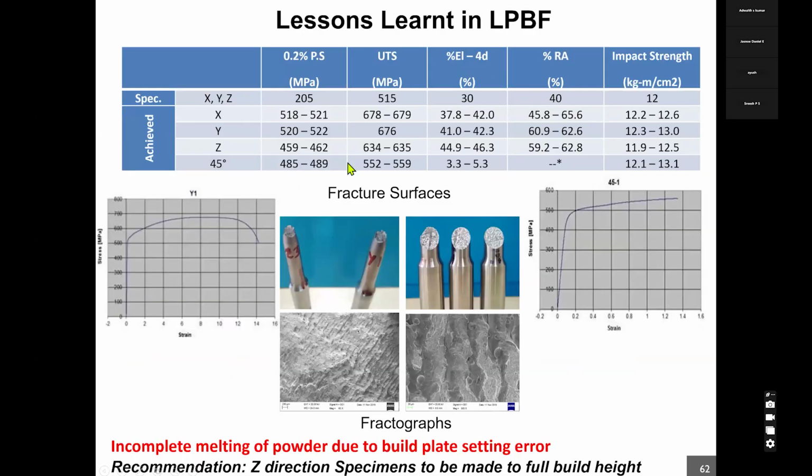During 3D printing of some component, we saw that the 45-degree specimens failed prematurely with very low elongation, although the strength was meeting the requirement. This was attributed to incomplete melting of powder due to a build plate setting error. And our recommendation in this case was to 3D print Z specimens to the full height so that we can have enough confidence in the component that is being built.